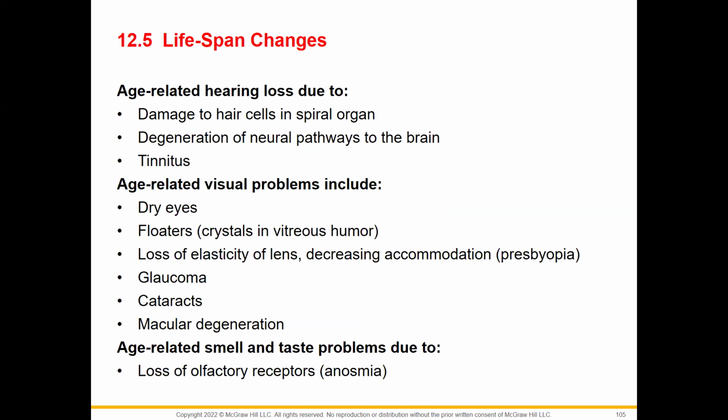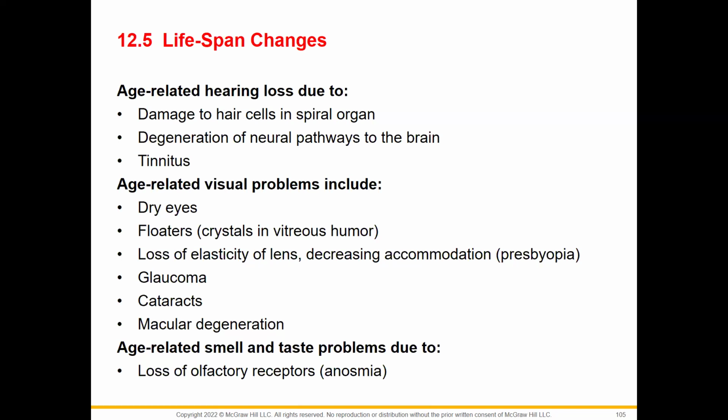Lifespan changes. So we have age-related hearing loss due to the damage of the hair cells in the spiral organ, the degeneration of neural pathways to the brain, and tinnitus. Tinnitus or tinnitus, I've also heard it's pronounced. Tinnitus is that ringing in the ears, and all three of those can lead to age-related hearing loss.